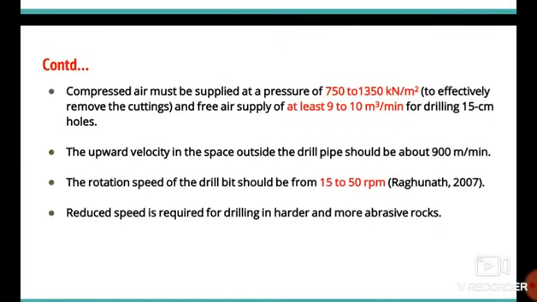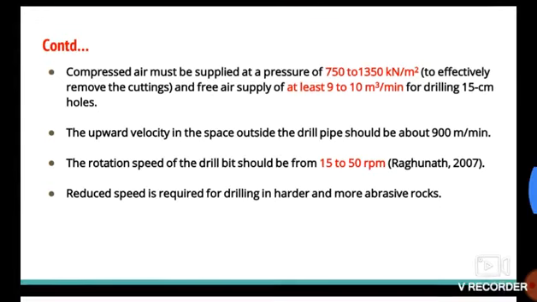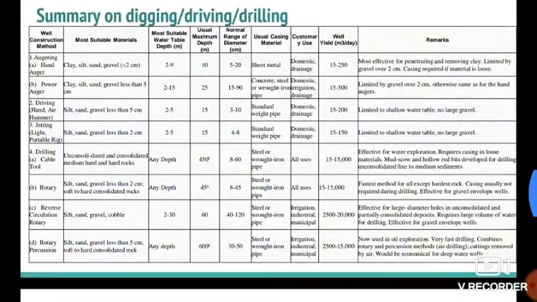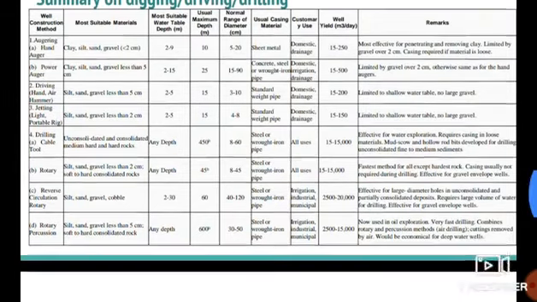Compressed air must be supplied at a pressure of 750 to 1350 kilonewton per meter square, and free air supply at least 9 to 10 meter cube per minute. In this, that is the rotary plus percussion effect, we will provide air. No water is provided. We will provide air as the fluid. The rotation speed of the drill bit should be from 15 to 50 rpm. This is a summary of all the methods which we have discussed earlier. You can just read this.